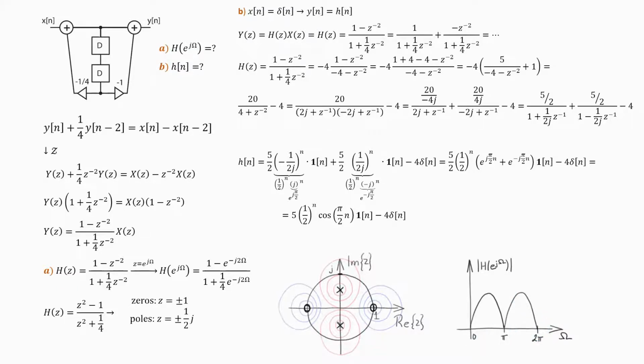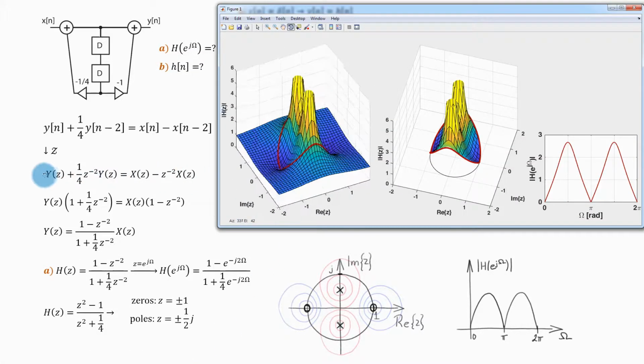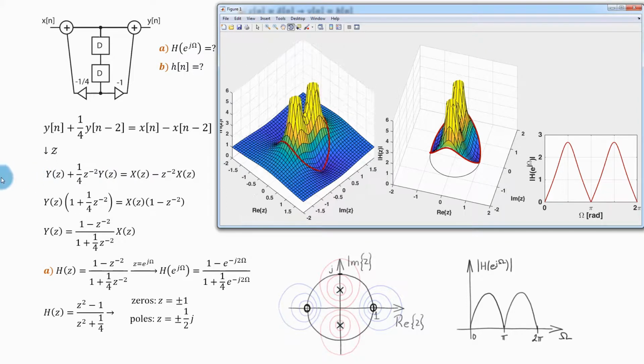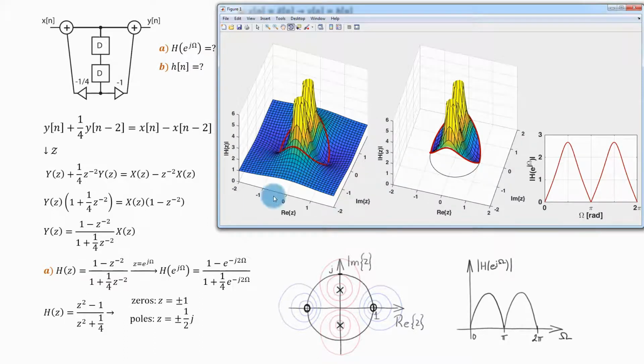If you want to know what the magnitude of the transfer function looks like when you plot it in MATLAB, this is what it looks like. You can see these two big hills that correspond to these two poles, and you can see this valley and this valley that correspond to this zero and this zero, and this red line are the values of the magnitude of the transfer function above the unit circle.